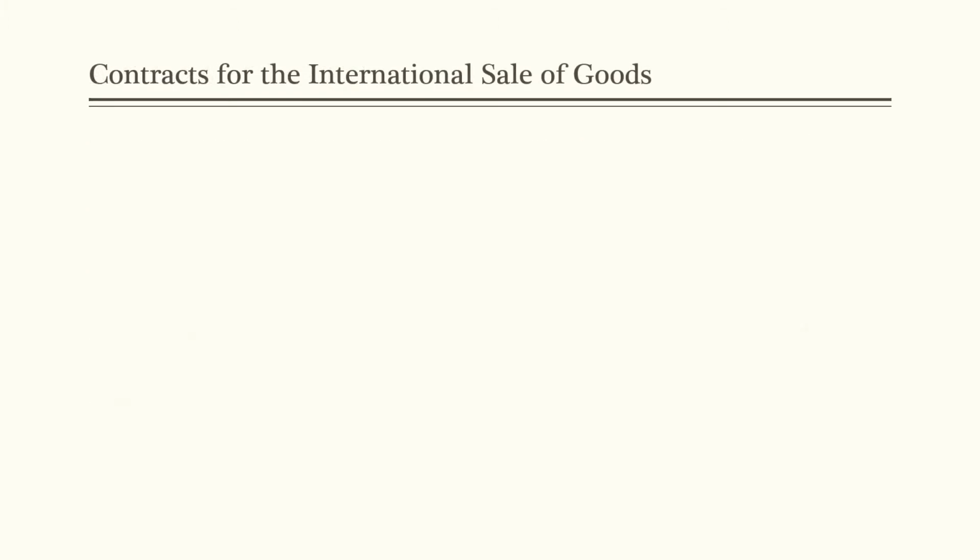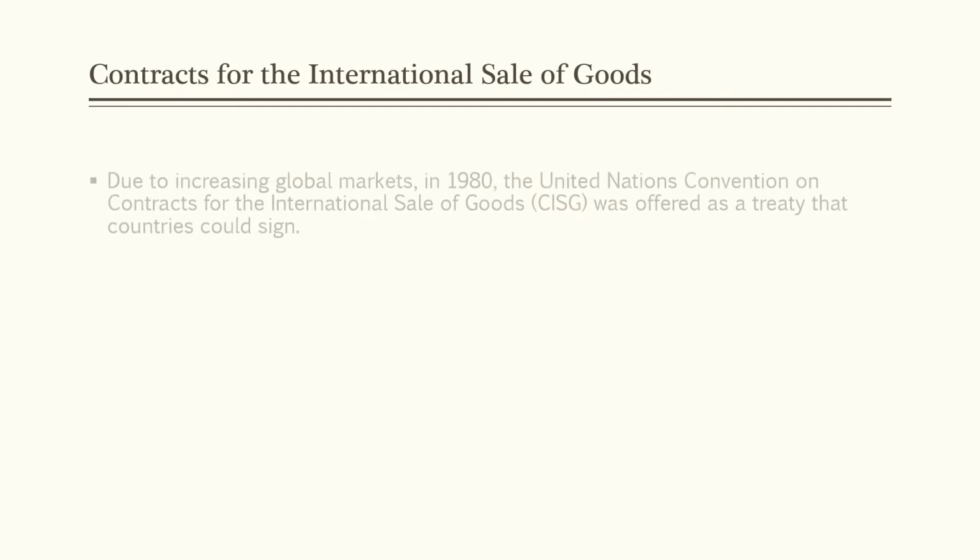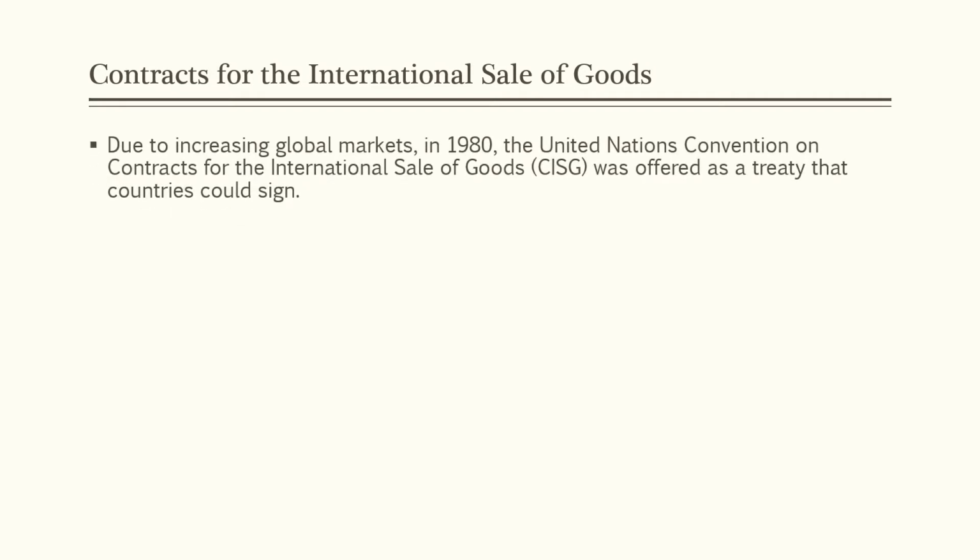Our next topic is contracts for the international sale of goods. Due to the increasing global markets, in 1980, the United Nations Convention on Contracts for the International Sale of Goods, the CISG, was offered as a treaty that countries could sign. This is also known as the Vienna Convention.